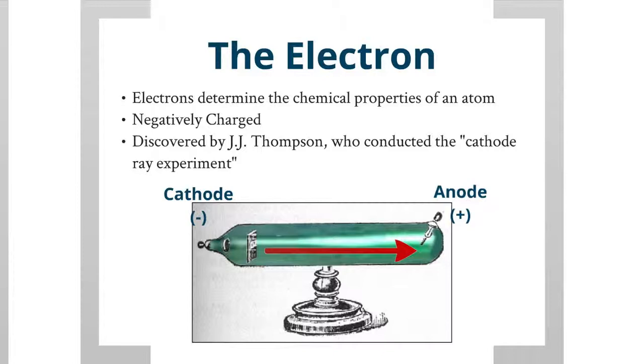Now, when he ran the current through it, he noticed that particles traveled from the cathode towards the anode. So these particles were repelled by the negative cathode, and they were attracted to the positive anode. And he determined that since these particles were attracted to the positive side, then they had to be negative, because negative and positive attract each other. So he named these negative particles electrons.